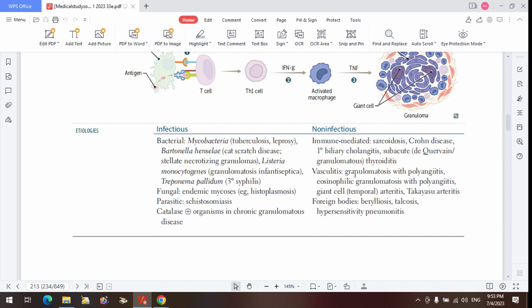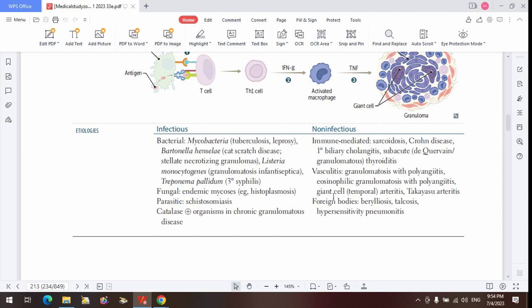So then the immune mediated ones. These ones particularly, you don't know the origin. It's just there. Sarcoidosis, Crohn's disease. They typically form granuloma, but we don't know the particular inciting antigen. Some say environmental, some say genetic, and all those things. So many postulations. So sarcoidosis and Crohn's disease are immune mediated forms of granulomatous disease.